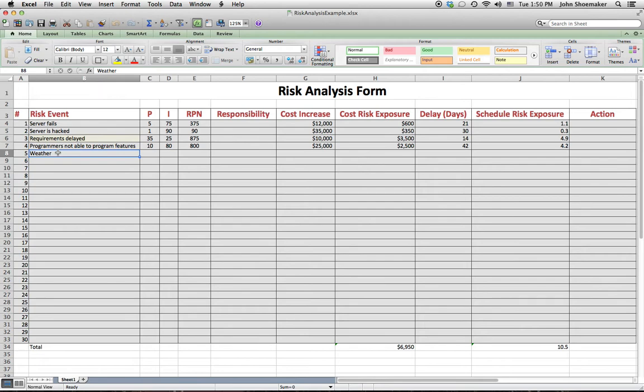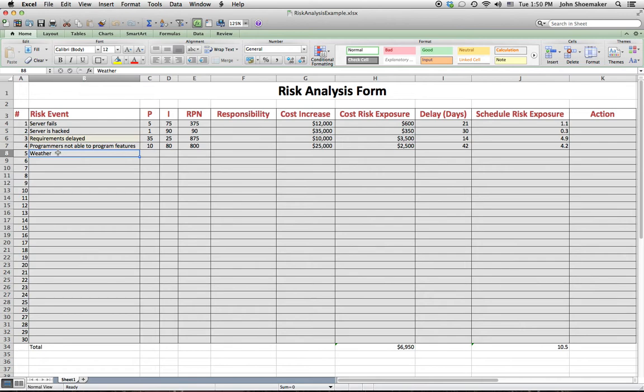So when you're putting down your risk events, make sure they're specific. If they're too general, you're going to have a hard time coming up with probability and impact. It'll also be difficult to determine your cost increase or your delays. So be specific about that. Okay, now we have one more column to fill in, and that has to do with action.